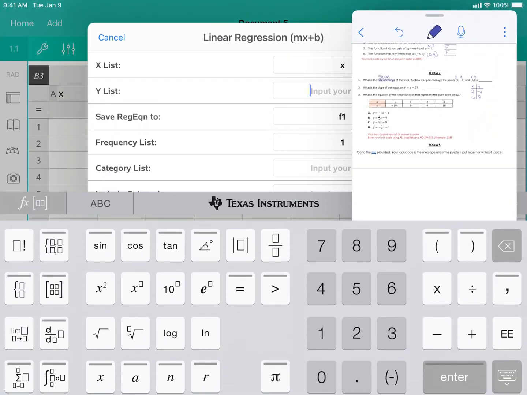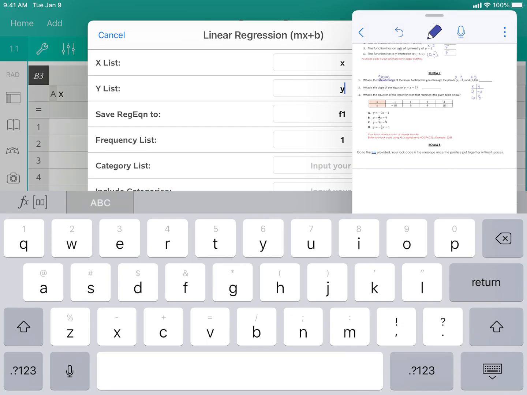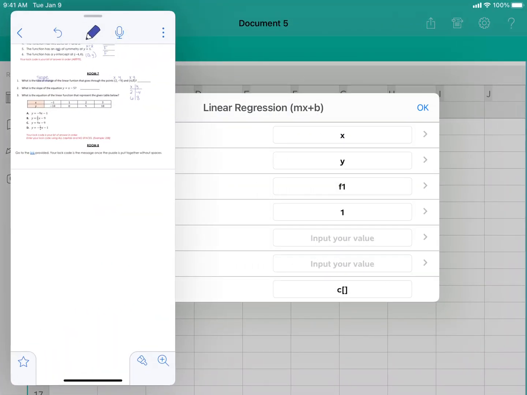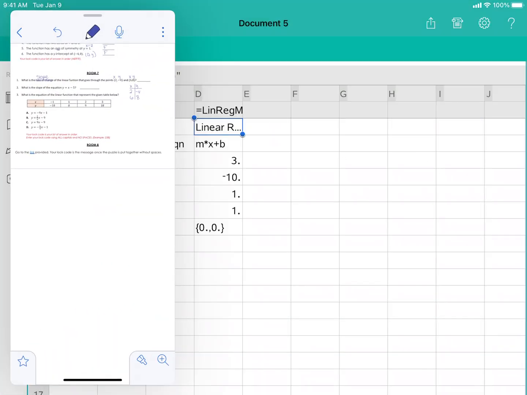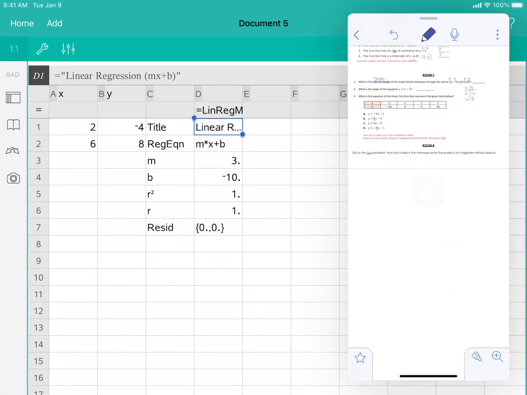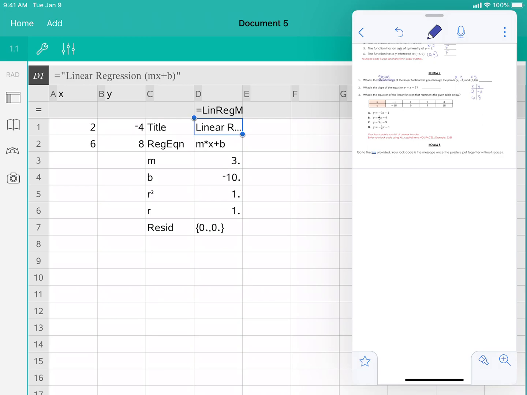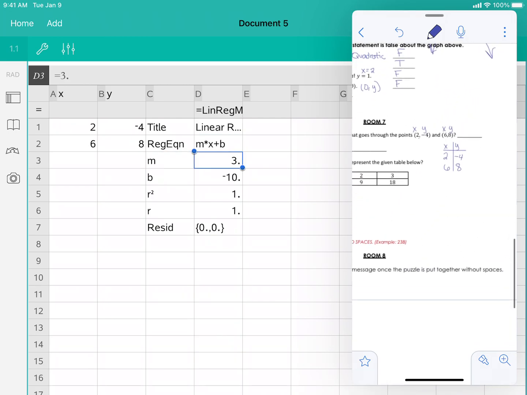I'm going to keep switching it back and forth. The paper's always in the way. Okay, one more time, flipping it back over, and then I'm going to hit OK. So it gives me all the information. And remember, I wanted the rate of change, which is our slope, which is the m variable, and it tells me m is 3. So our rate of change is 3.